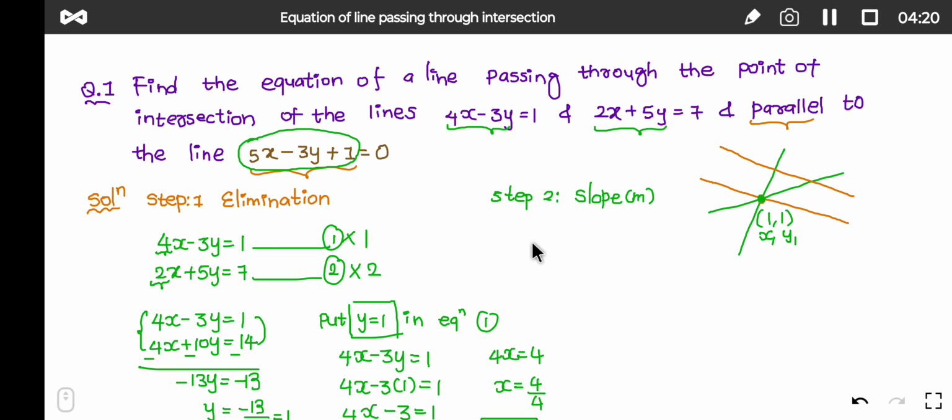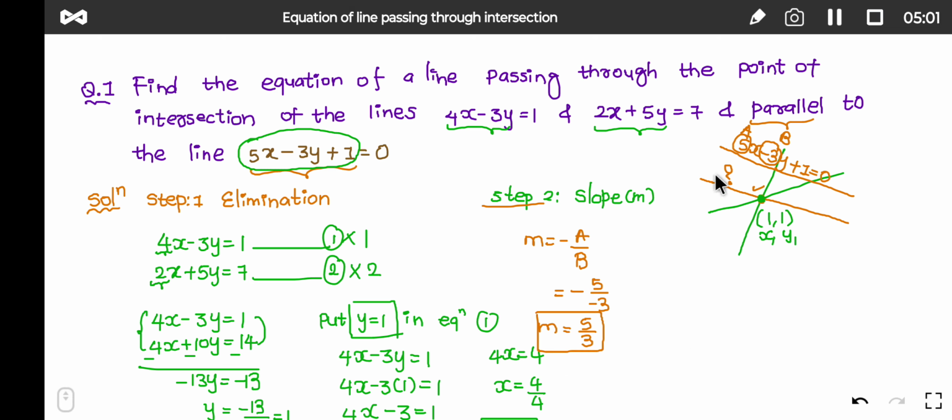If the equation of a line is given, then to find the slope, the formula we have is m is equal to minus a upon b. In the equation of the parallel line which is given, 5x minus 3y plus 1 is equal to 0, the value of a is 5, and the value of b, the coefficient of y, is minus 3. So minus of a is 5 upon b is minus 3. Minus and minus get cancelled. The slope of this line is 5 by 3.